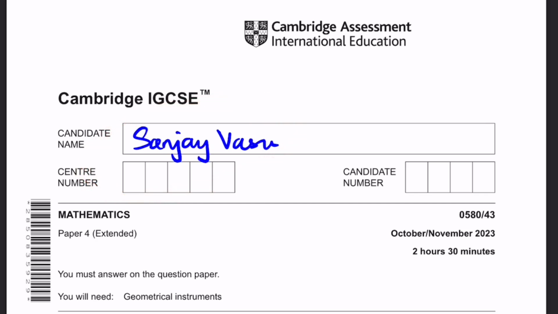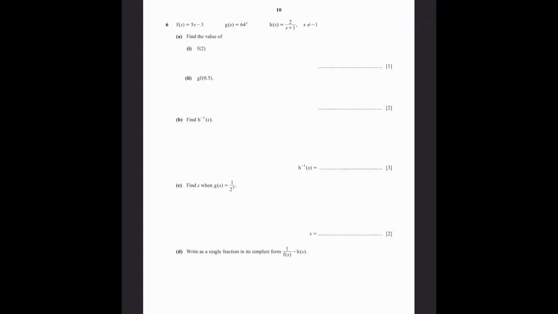This time I'll be doing Cambridge IGCSE Mathematics Paper 4, which is the extended paper for October/November 2023. This is the 4-3 variant. I'll be doing questions 6 to 11 in this paper. Let's start. Question number 6.